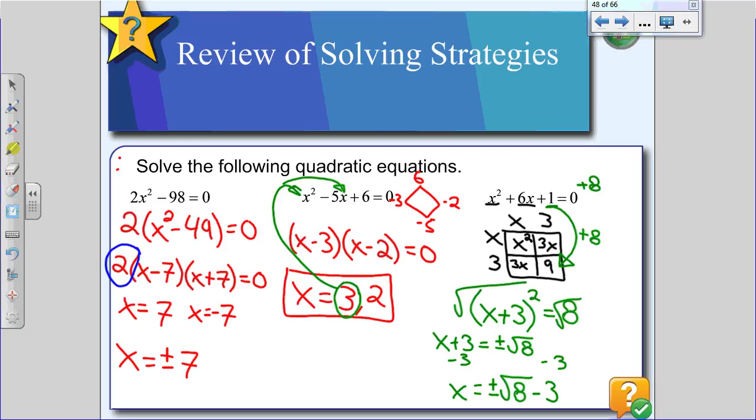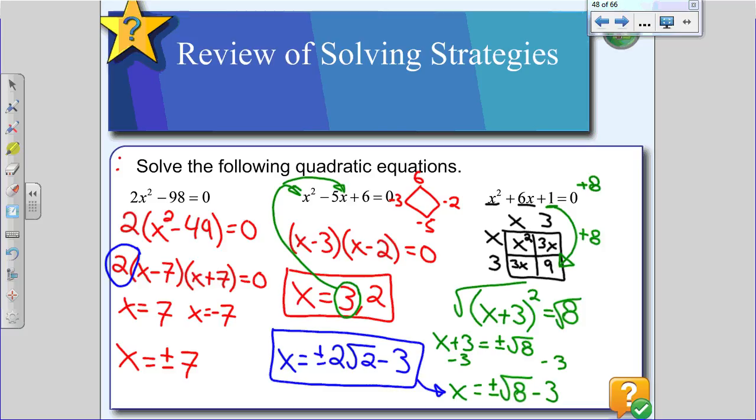If this was a test, what's the last step I should do? You got to reduce root 8. So a better answer here would be x equals positive or negative 2 root 2 minus 3. That would be a better answer than this thing right here, and the reason being it's most simplified. Yeah, for sure. If you went minus 3 plus or minus 2 root 2, that would be perfect. In fact, that's the better way to write it. Yeah, so I would agree with that.